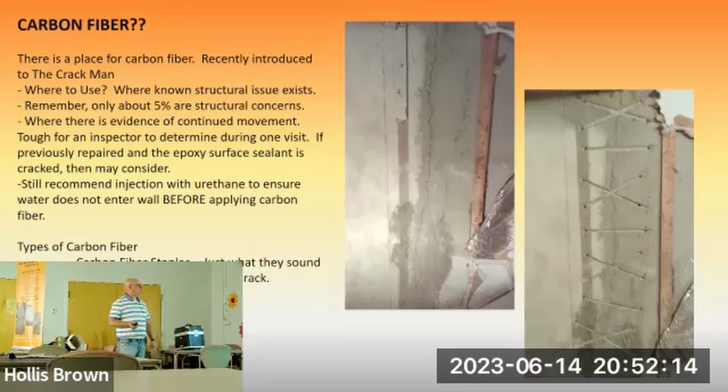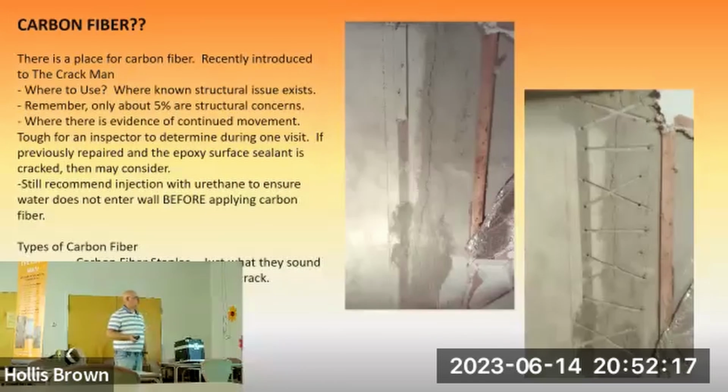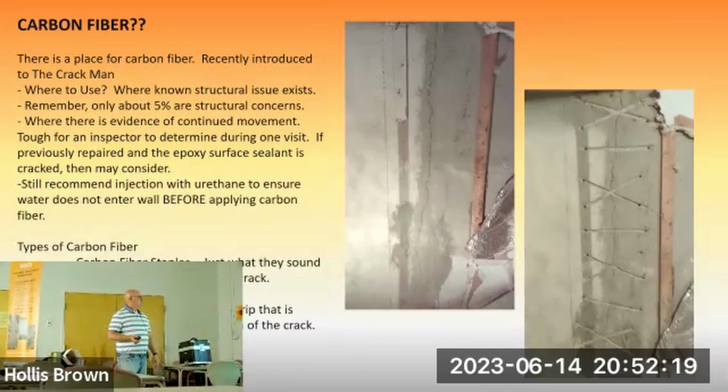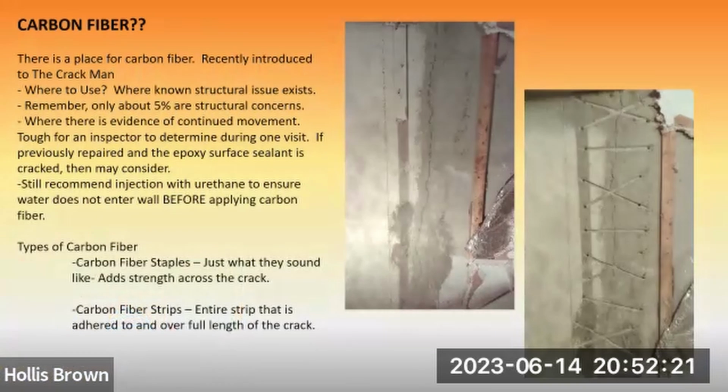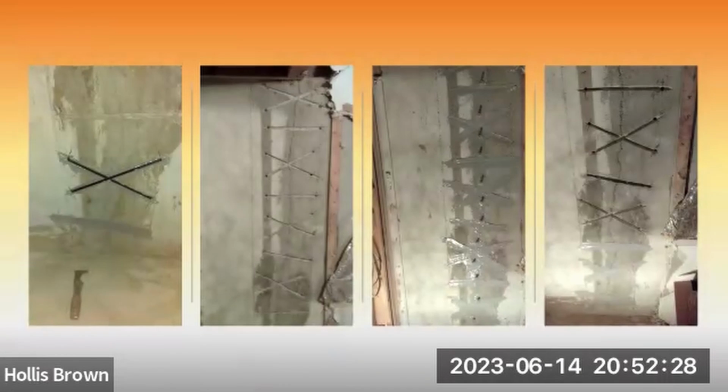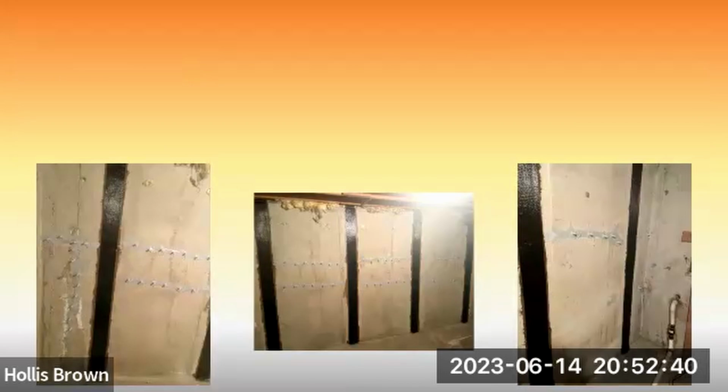Types of carbon fiber. Carbon fiber staples, we discussed that right there. Carbon fiber strips, that's an entire strip that is adhered to and over the full length of the crack. And here's a progressive shot. That's it drilled out. That shows you them sealed up at the bottom, and then that shows them placed in the epoxy up towards the top. And then the carbon fiber straps are going perpendicular to keep that wall from bending in.